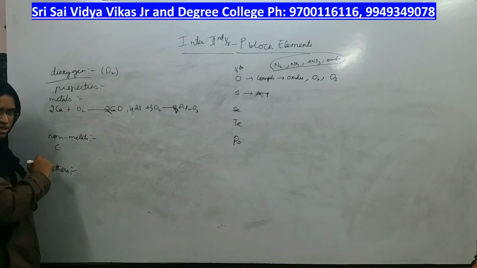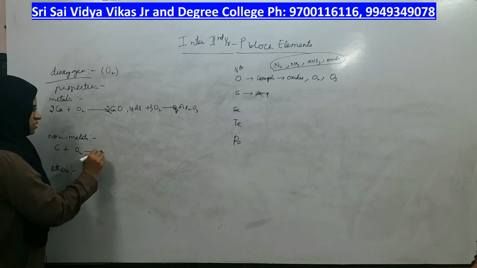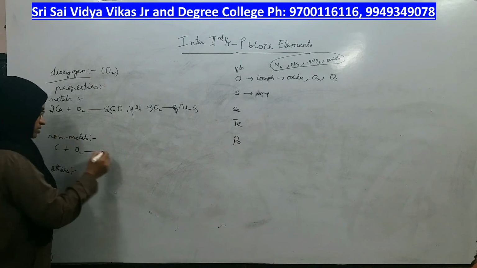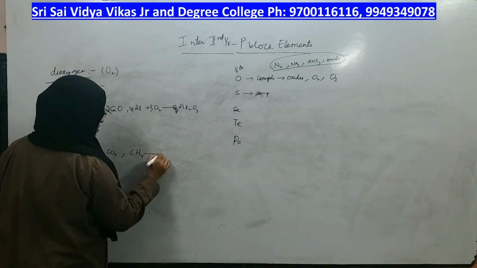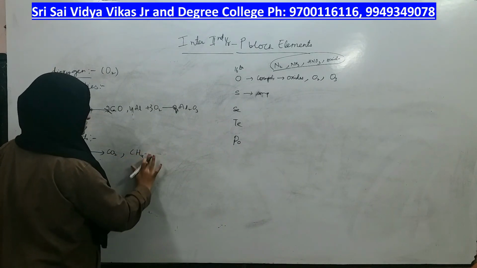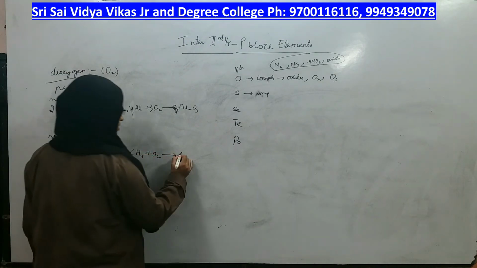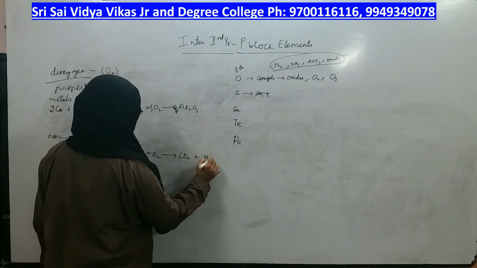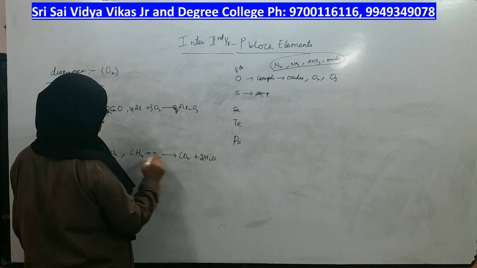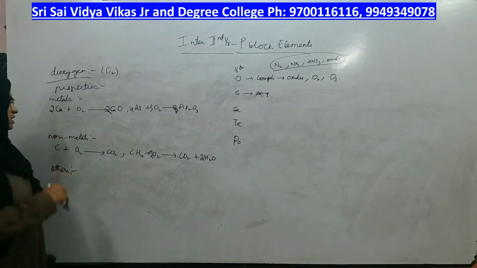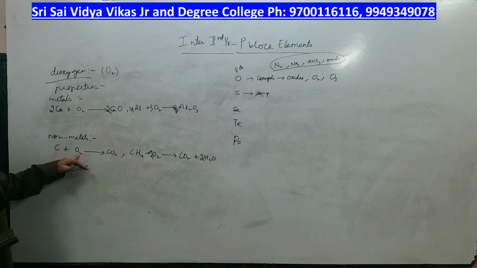Non-metal means carbon. Is carbon a metal or a non-metal? Non-metal. Oxygen. What do you get? Carbon dioxide. Let me take methane plus oxygen. Methane also reacts with dioxygen, right? What will you get? Carbon dioxide plus water. How many oxygen? 2 plus 2, 4. So 2, 4, 2. These are non-metals which react with oxygen gas.